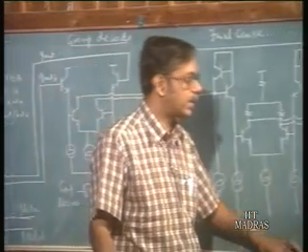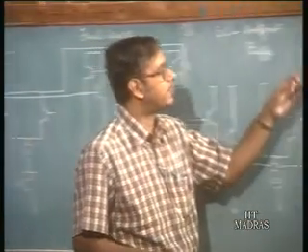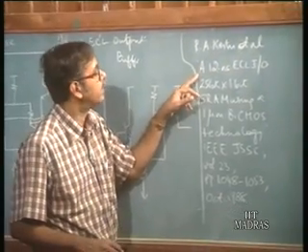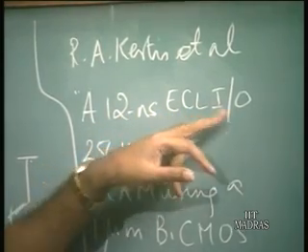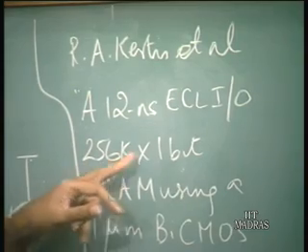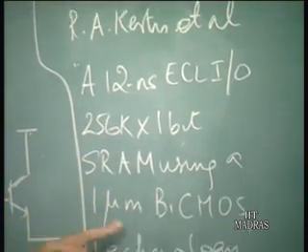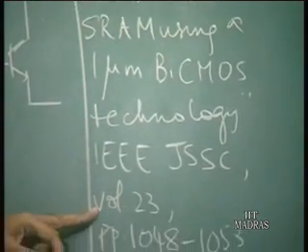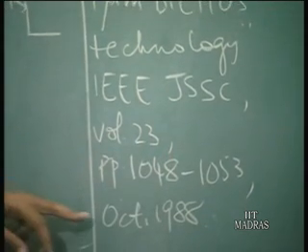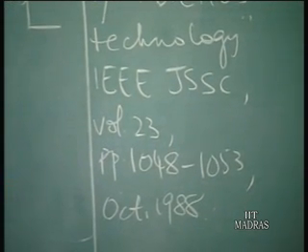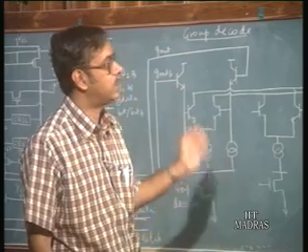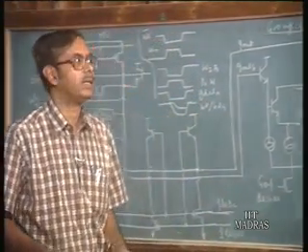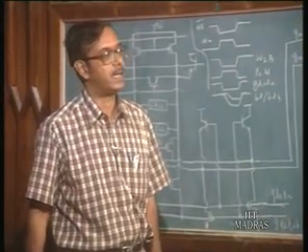So this circuit which I am going to discuss now is taken from this particular paper, R.A. Curtis et al., 12 nanosecond ECL I/O 256K into 1 bit SRAM using a 1 micron BiCMOS technology. It is from IEEE Journal of Solid State Circuits, volume 23, page 1048 to 1053, October 1988. So this is just one of the representative circuits, and we shall go through how the reading, writing and different operations take place in a particular BiCMOS static RAM.